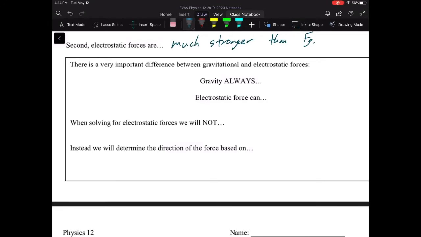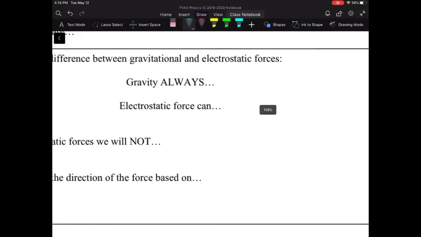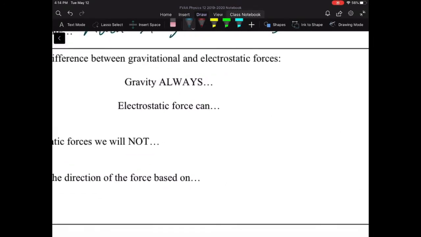There are more important differences between gravitational and electrostatic force. One thing is gravity is always an attractive force.